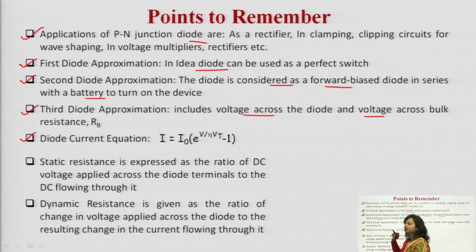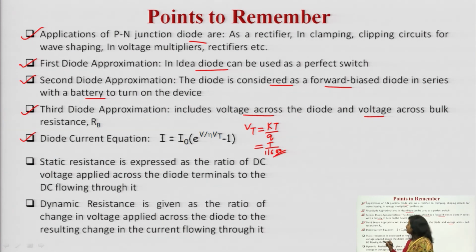Diode current equation, I have told you what the diode current equation is. I is equal to I naught e raised to the power V upon eta Vt, minus 1. I naught is the reverse saturation current, V is the applied voltage, eta is a constant, its value is 1 for germanium, 2 for silicon, and Vt is the volt equivalent of temperature, which is kT upon q. Substitute the value, you must remember it, it is T upon 11600 volt.